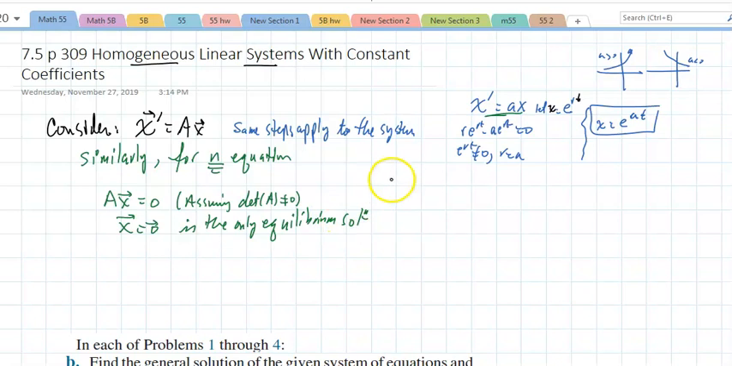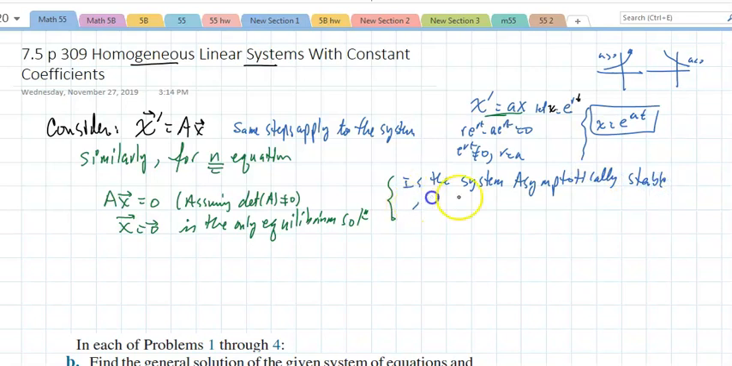Now, is the system asymptotically stable? Is the system asymptotically unstable? Kind of like what we did back in the days. So this is how it works.